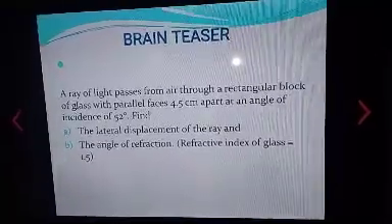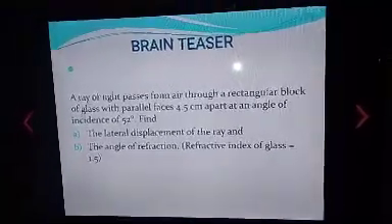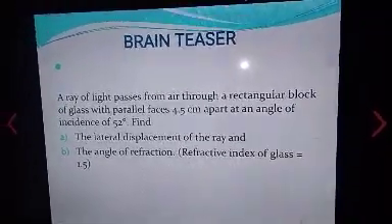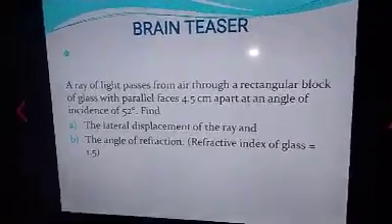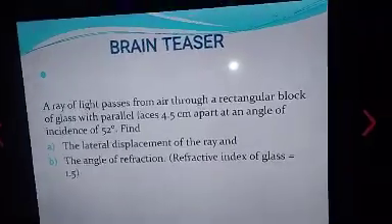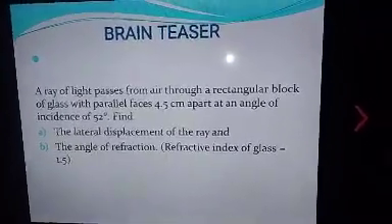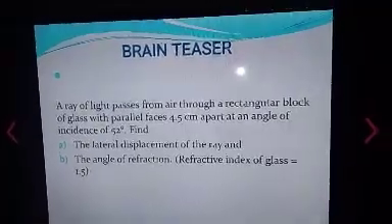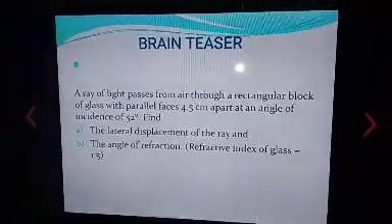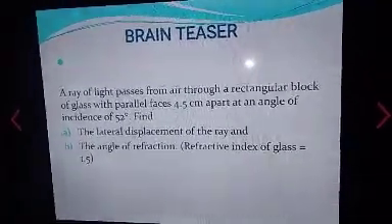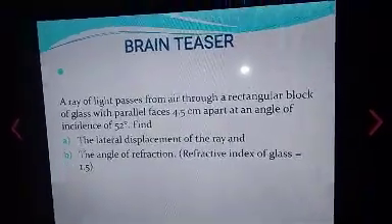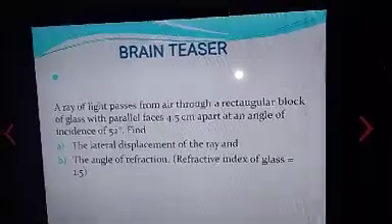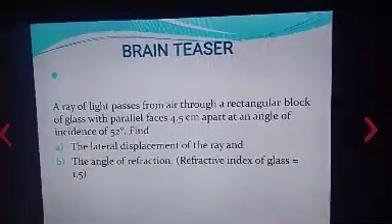Now, consider the brain teaser critically. We have a rectangular glass block with parallel faces 4.5 cm apart. When we talk about the block, it is supposed to have a thickness, and the thickness is 4.5 cm. Now, having an incident angle of 52 degrees, you have to look for the lateral displacement of the ray and also the angle of refraction.